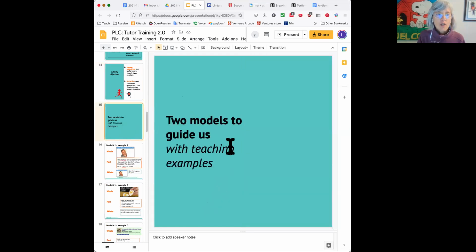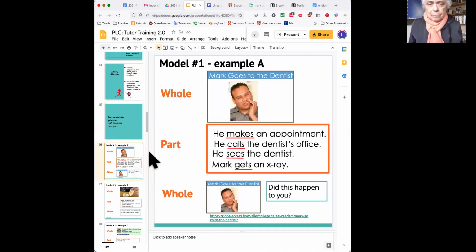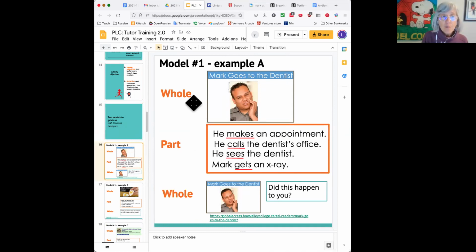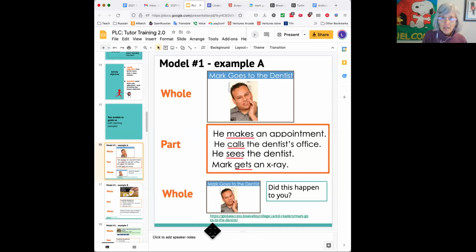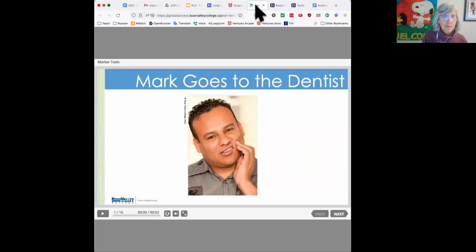Okay, so the two models to guide us, and I have lots of teaching examples here. So model number one, I'm going to give you 3 examples. And then I want you to tell me what you think my objectives were for each one, or what it is that's important about this model. So here's one example. It's a book, and actually I opened the book. So this is from the Bow Valley, and again, it's linked in at the bottom. It's linked in to the presentation.